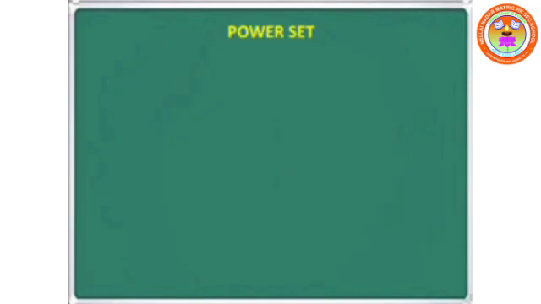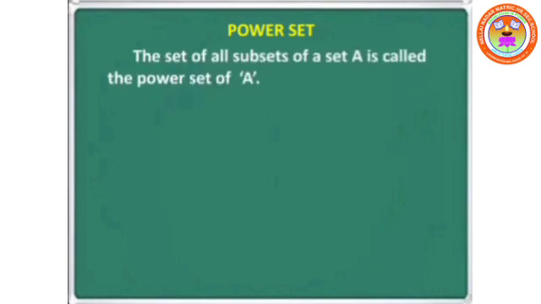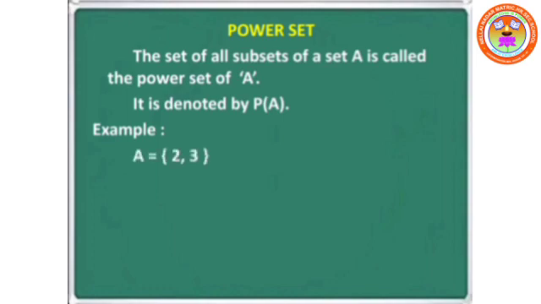Next one, power set. The set of all subsets of a set A is called the power set of A. It is denoted like this. We have to read it as power set of A. Example, A equals the set {2, 3}. Now we are going to write the power set, that is, the subsets of this set. First, the empty set is also a subset, then the singleton sets, the set {2} and the set {3}, then all the elements, the set {2, 3}. So, this is the power set of the set A.